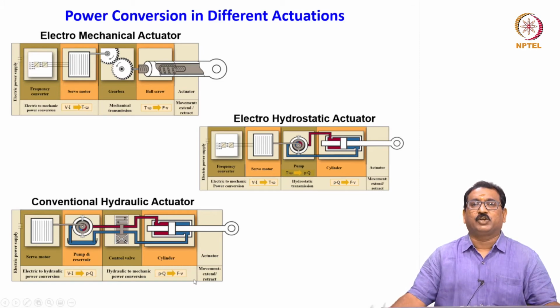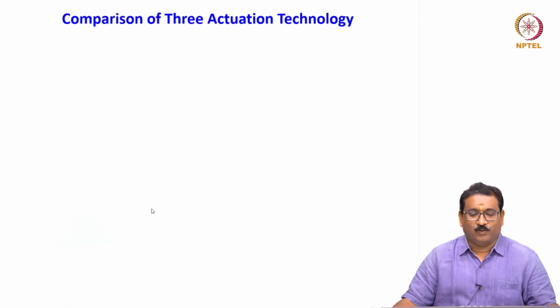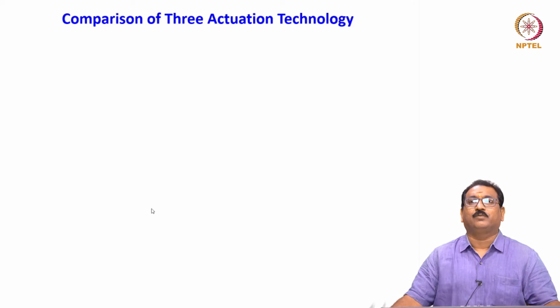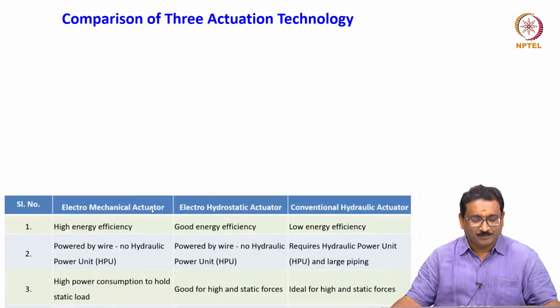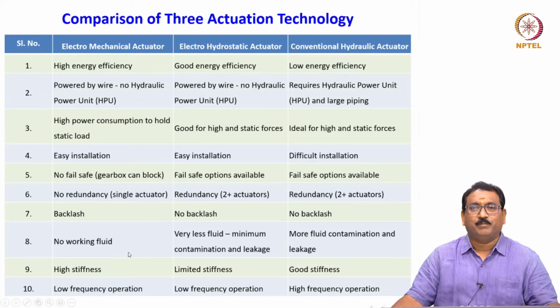These are the power conversion in EMA, EHA and conventional hydraulic actuator. Now we will see very quickly the comparison of three actuation technologies. You will see I am given the big list here. First one is an electromechanical actuator, electrohydrostatic actuator and a conventional hydraulic actuator. All are relative comparisons. Here high energy efficiency, here good energy efficiency, conventional is low energy efficiency.